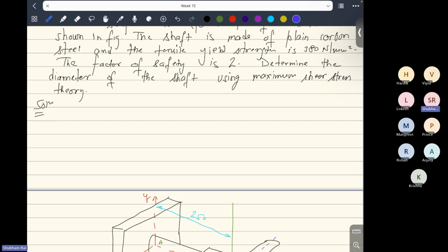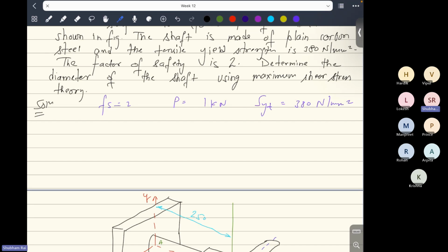So we have been given that the factor of safety is 2, and P is 1 kilonewton. The yield strength is 380 Newton per mm square. So now we have to apply the maximum shear stress theory, and we only have the information of this yield strength.